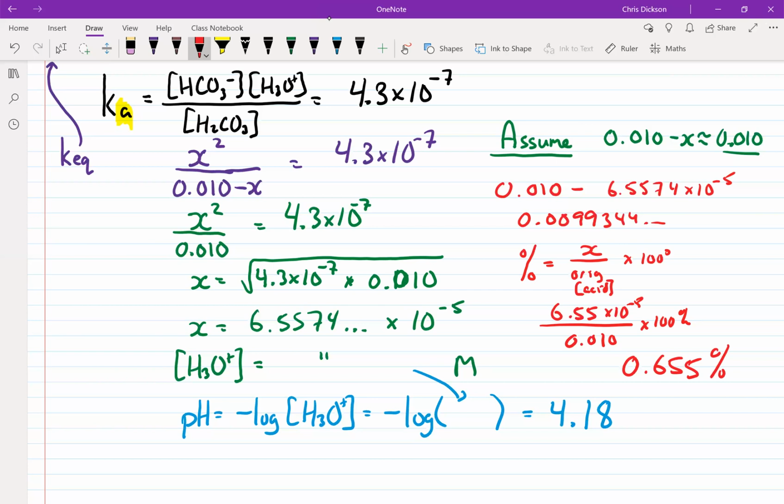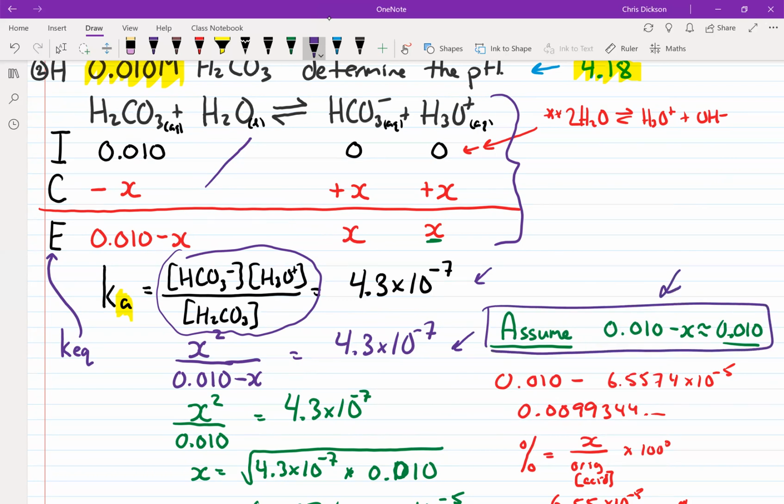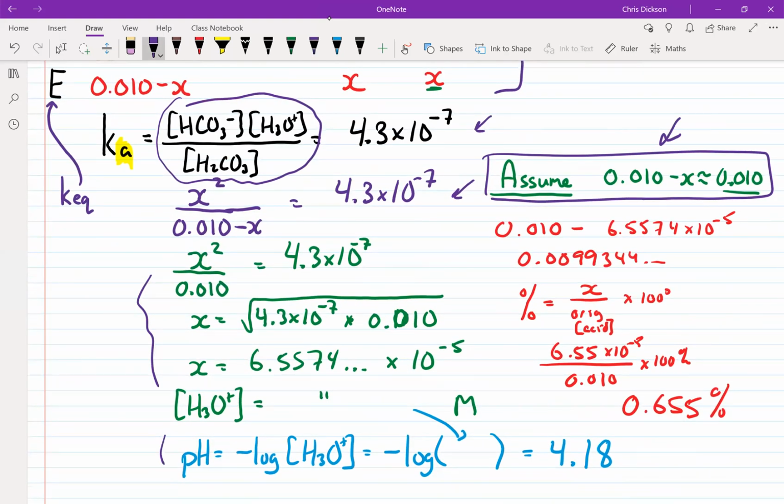So as far as your work goes, what would I expect you to show me? I would expect you to show me generally the ICE table, what's going on here, your Ka expression, the value, plugging in numbers, and then I would ask you to show me the assumption rule. If you're going to solve it using the quadratic formula, that's okay, but you do have to show me that calculation. You can't just use the Texas Instruments built-in quadratic solver and say, oh yeah, this is the answer. So I would encourage you to use the assumption rule. It's going to be less writing for you. And then basically just the calculations, and don't forget rounding with sig figs at the very end here.